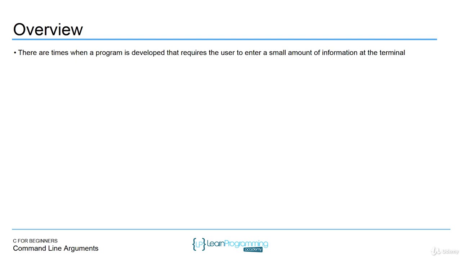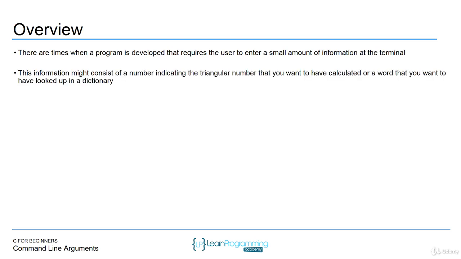So command line arguments. Basically, there are times when a program is developed that requires the user to enter a small amount of information at the terminal. Just like this implies, command line arguments are essentially program arguments. It's how you can pass data to a program. So when a program needs data that's dynamic, that's entered by the user, there's a number of different ways you can pass this data in.